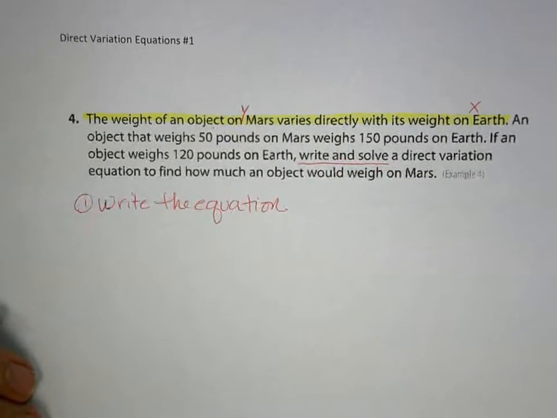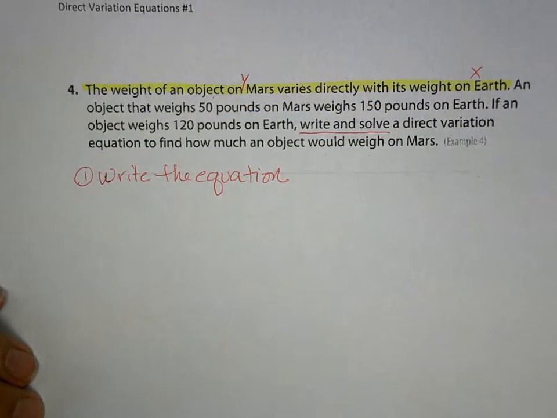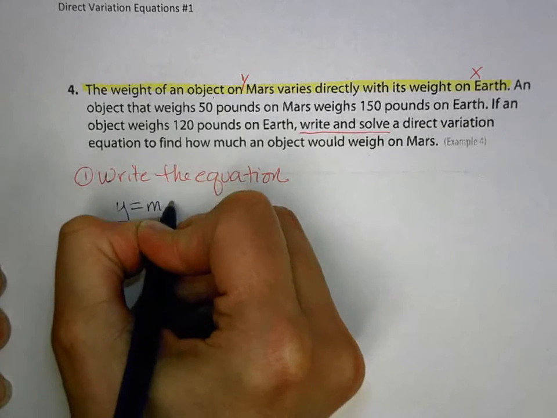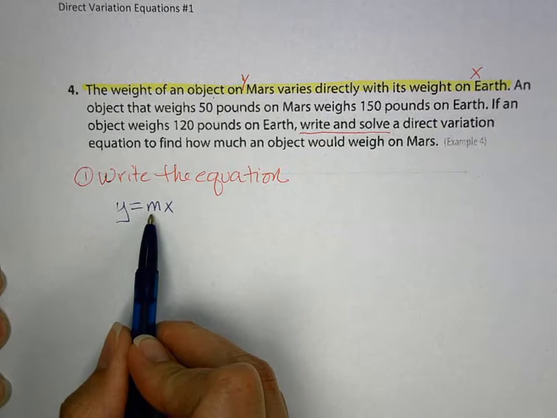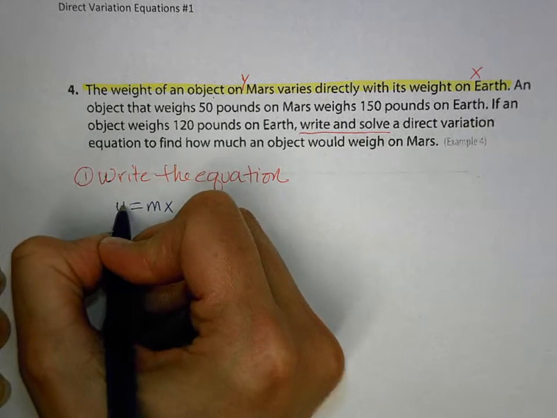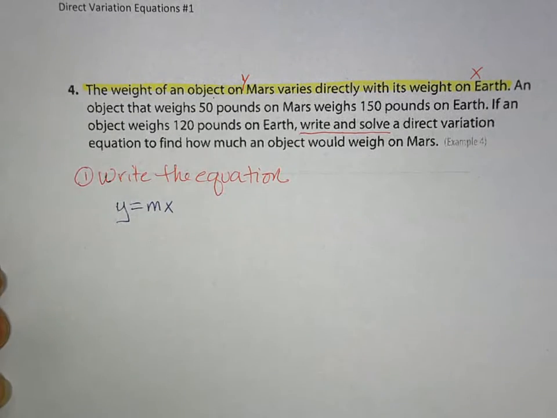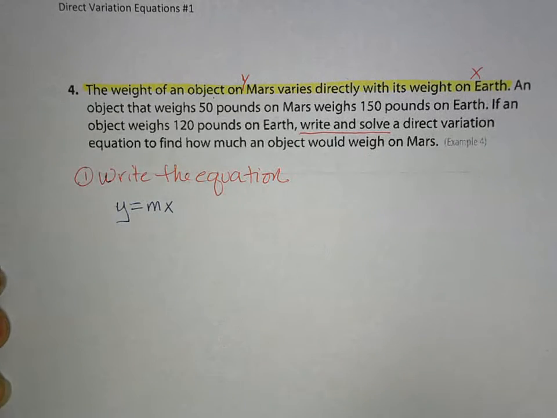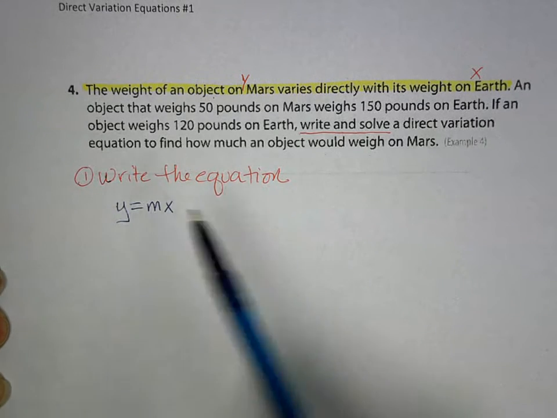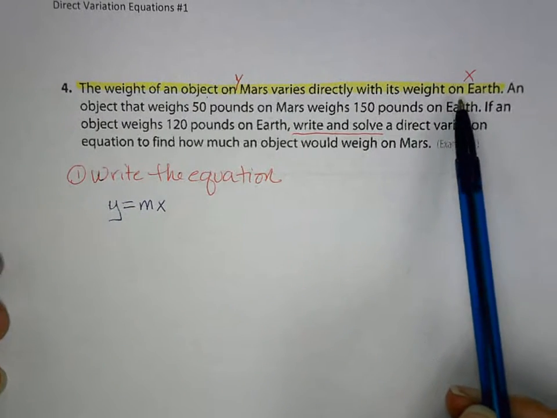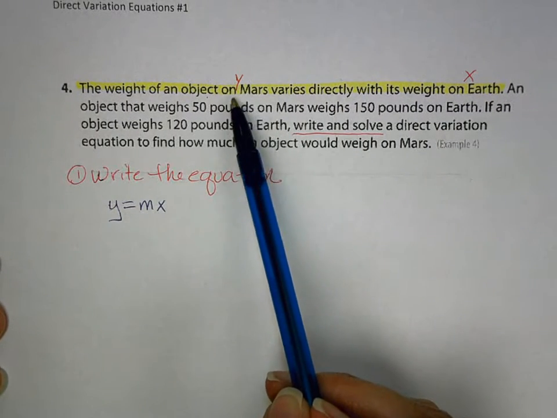To do that, we're going to start with the basic equation for direct variations, and that is y equals mx, where m is your slope, x is just your x-coordinate, y is your y-coordinate. And when we have an equation on the coordinate plane, we're always going to have x and y in the equation, with a few exceptions, and m is your slope. So we've already determined that x is our weight on Earth, and y is our weight on Mars.